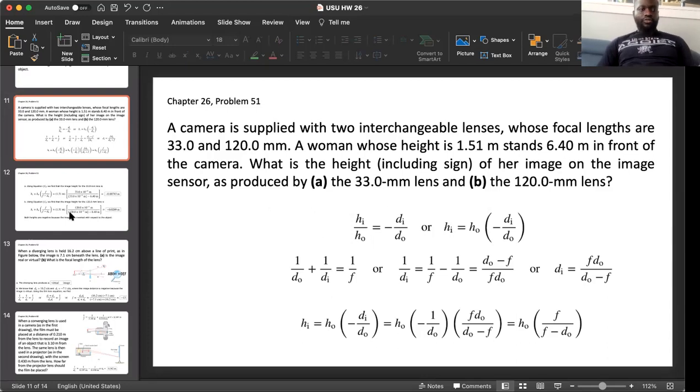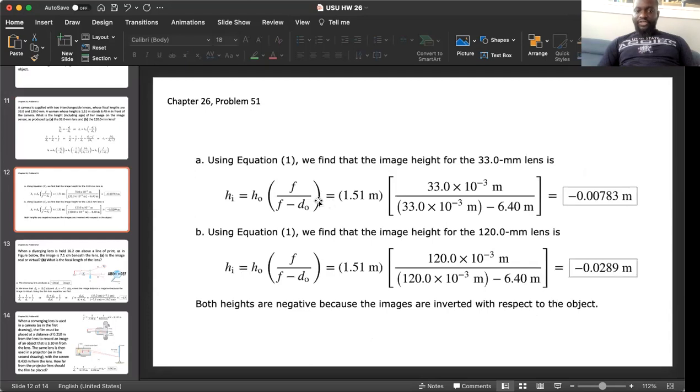So we're going to go to the next. We'll do the first mirror where the focal length is 33 millimeters. We get our answer. And then we go to the second mirror when the focal length is 120 millimeters. We get our answer for image height, basically. So the first step is deriving that formula and then using this to simplify. Both heights are negative because the images are inverted with respect to the object.